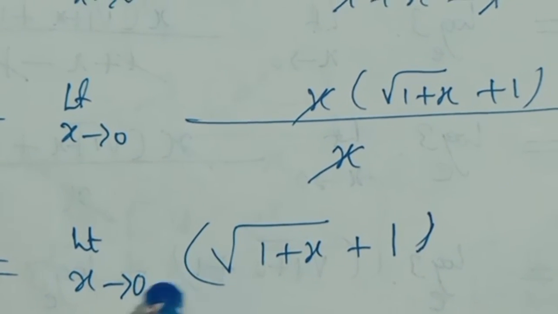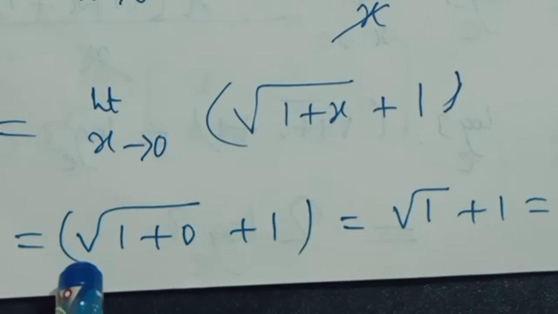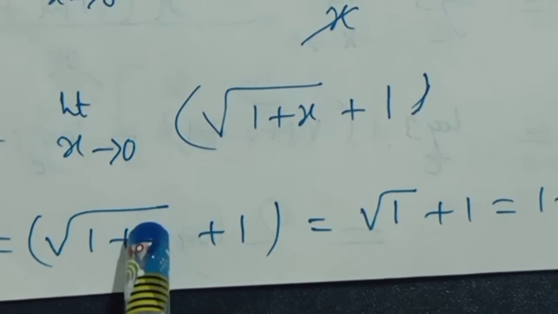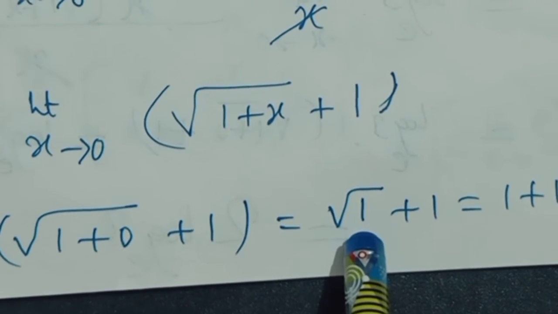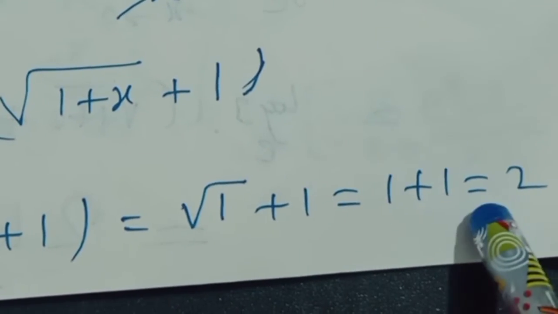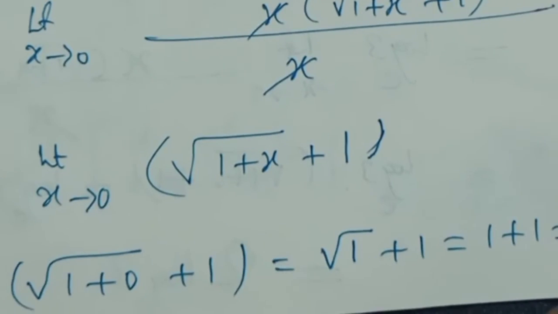Now here we apply x equal to 0 in this, and we get square root of 1 plus 0 plus 1. So square root of 1 plus 0 value is how much? Square root of 1 is equal to 1, and plus 1 is there, so finally 1 plus 1 is equal to 2. So it is the final answer.